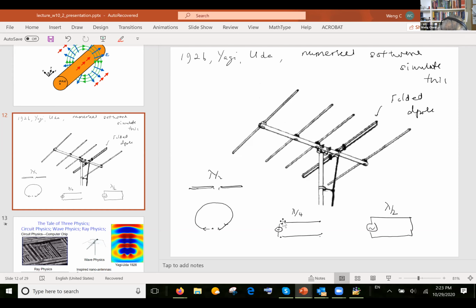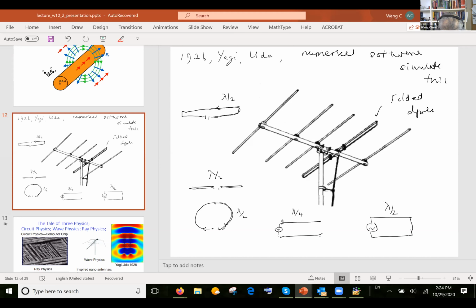Okay, lambda over 2. And then you can actually make this thing smaller. But lambda over 2 would be over the larger length. Okay, so if you make this into a folded dipole, you can make this length to be lambda over 2. Okay, I think that's the argument.